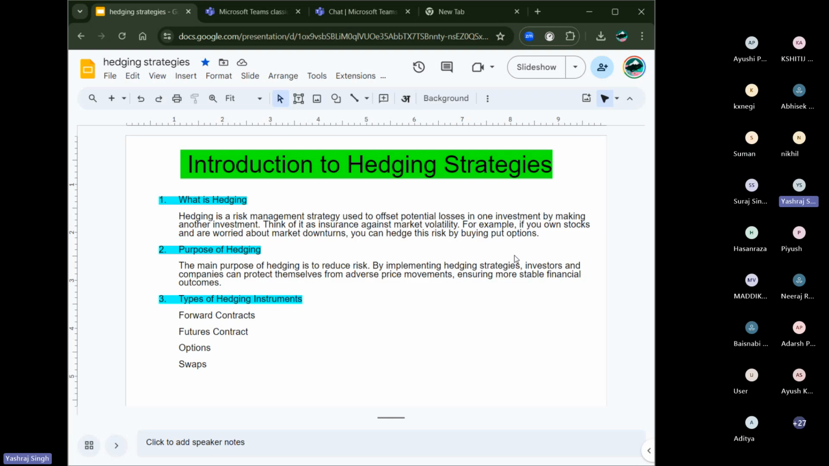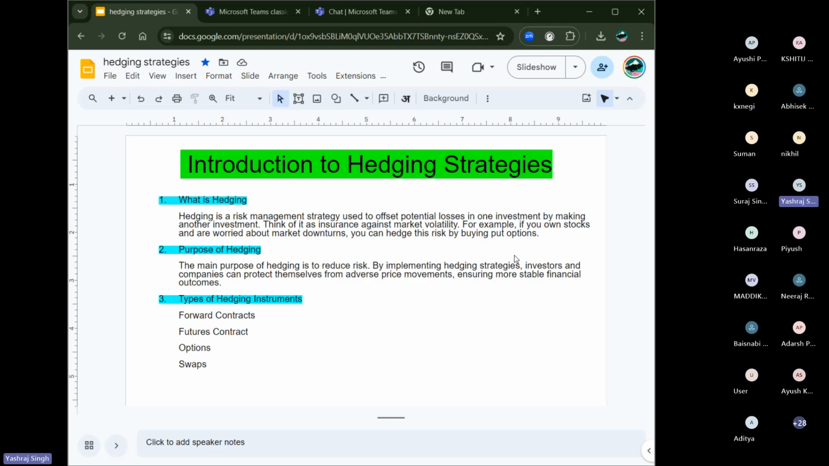To reduce risk. And if we are able to implement hedging strategies, we can protect ourselves from a lot of such black swan events, which can hit us so badly that we could even go bankrupt with the trading capital that we have.